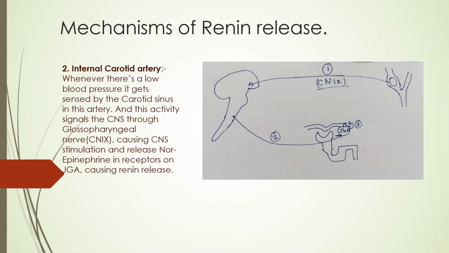And the second mechanism is through the carotid sinus, which is present at the proximal end of the internal carotid artery. So that carotid sinus also has a baroreceptor, which of course senses low blood pressure and signals our CNS through the cranial nerve 9, that is the glossopharyngeal nerve, which in turn signals the heart to increase the heart rate through the cranial nerve 10, which is the vagus nerve, and also signals the juxtaglomerular apparatus to release renin.